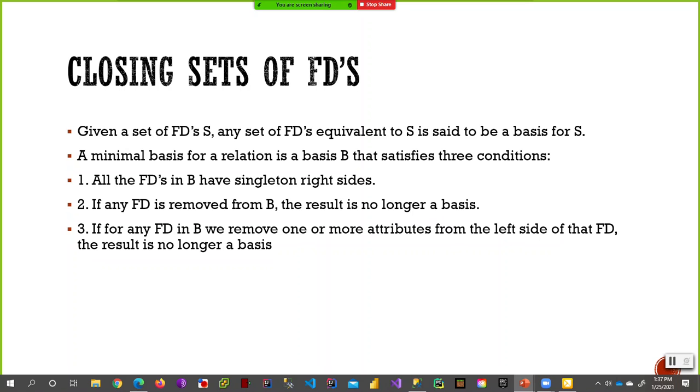Third, if for any functional dependency in B we remove one or more attributes from the left side of that functional dependency, the result is no longer a basis, right? So it's just saying after you compute this stuff, you can't change any of it and still have a basis. Otherwise, you just have redundancy in there anyway.